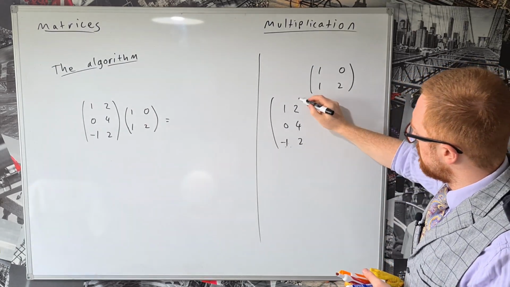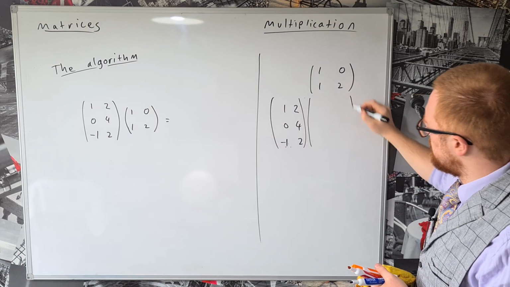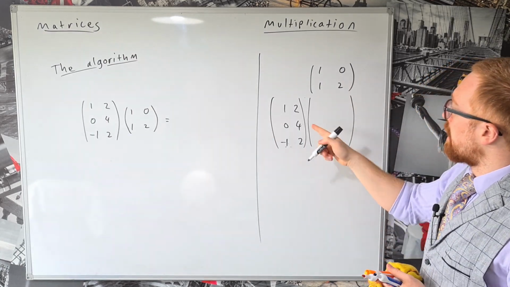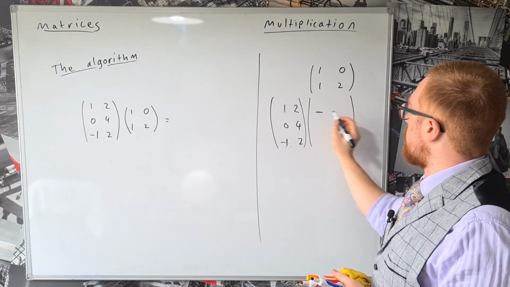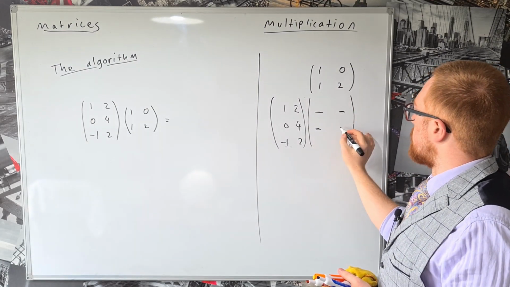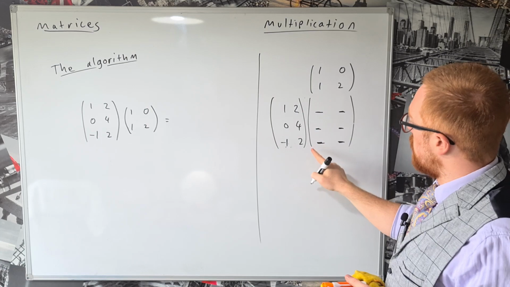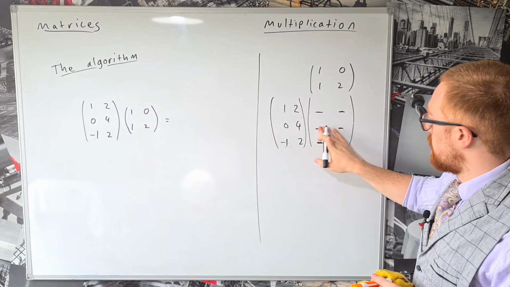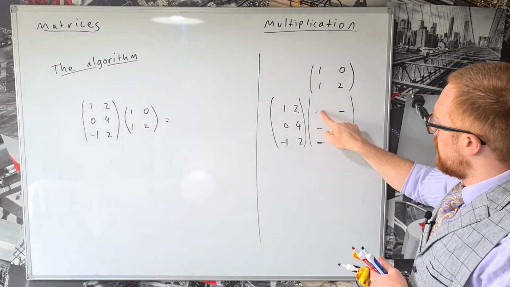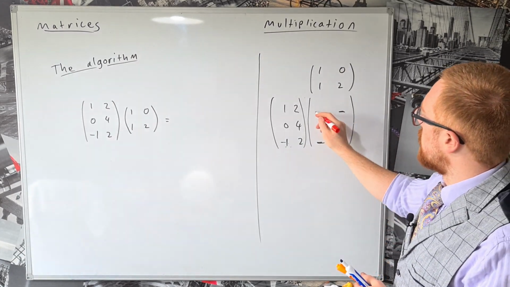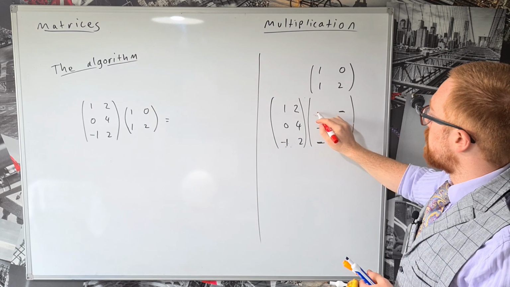Okay, so then our answer goes in the middle here. And we can see straight away from this method that our answer is going to have 6 entries in it. And our answer is going to be a 3 by 2 matrix. Okay, so let's have a look then at this red entry here. So it's the top left one.